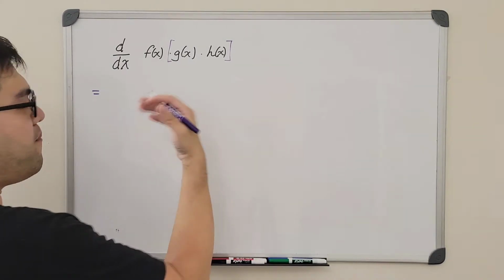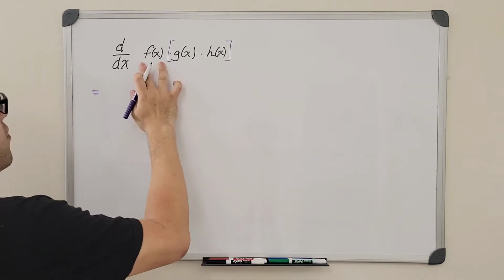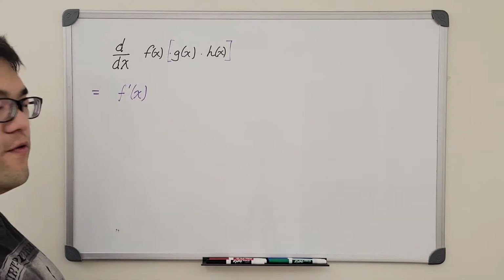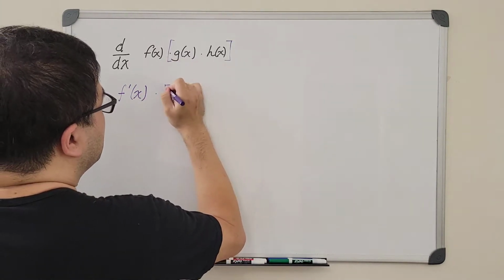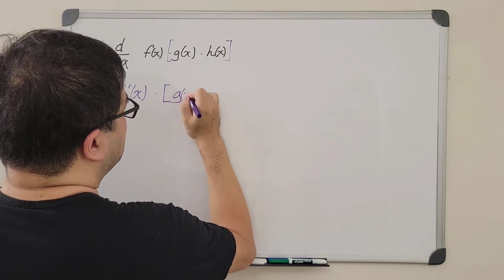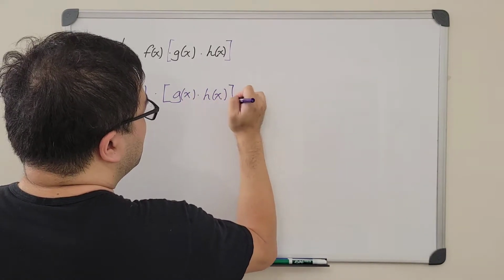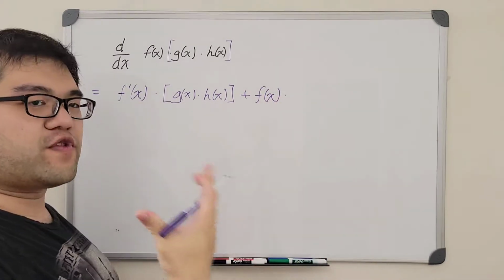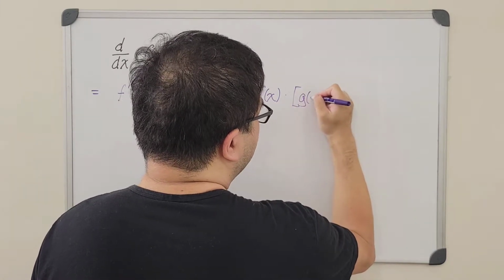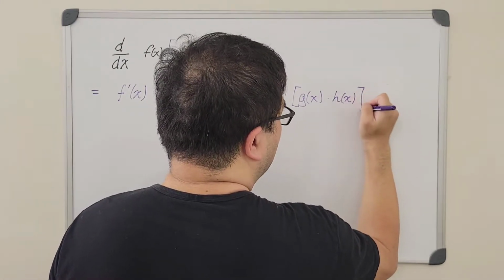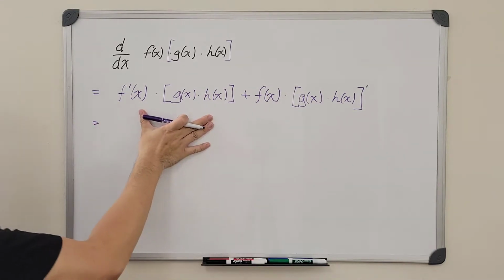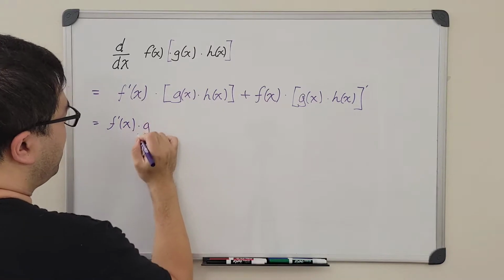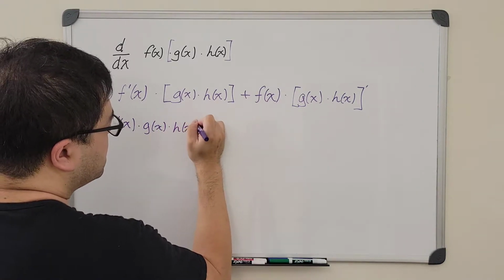Then in that case, by the product rule, the first derivative of the product of two functions will be the first derivative of the first function, namely f prime of x, times the second function, in this case the product g of x times h of x, plus the first function f of x times the derivative of the second big function, in this case the derivative of g of x times h of x, like this. Good. For the first part, there's nothing we can do besides removing the brackets. So we get f prime of x times g of x times h of x.